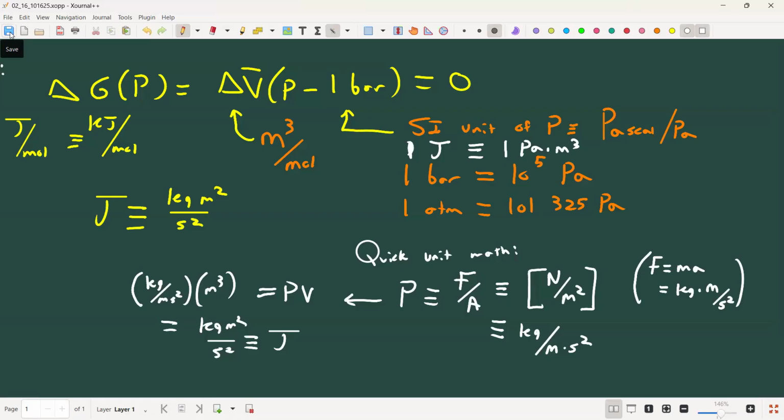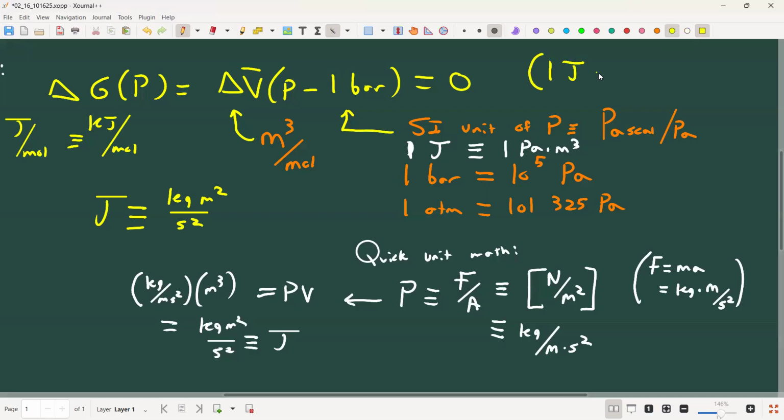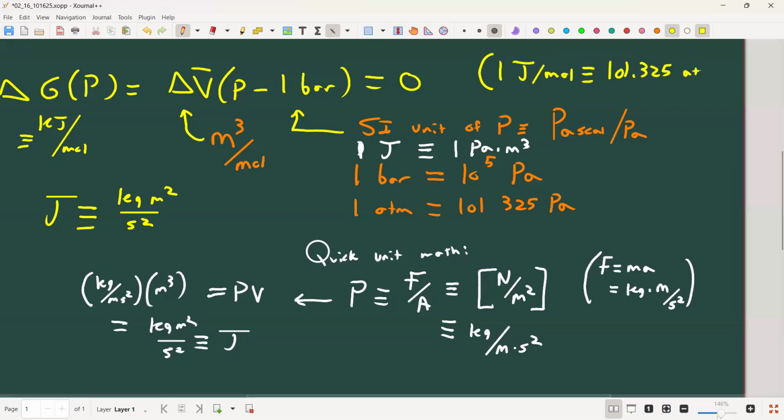So there's a special type of unit, a joule. Here's another conversion. Let me just do one more for you. This one's useful too. If you would rather use energy in terms of pressure times volume, 1 joule per mole is equal to 101.325 atmospheres times liters. So you can also use this conversion if you want to use liters and atmospheres as well.